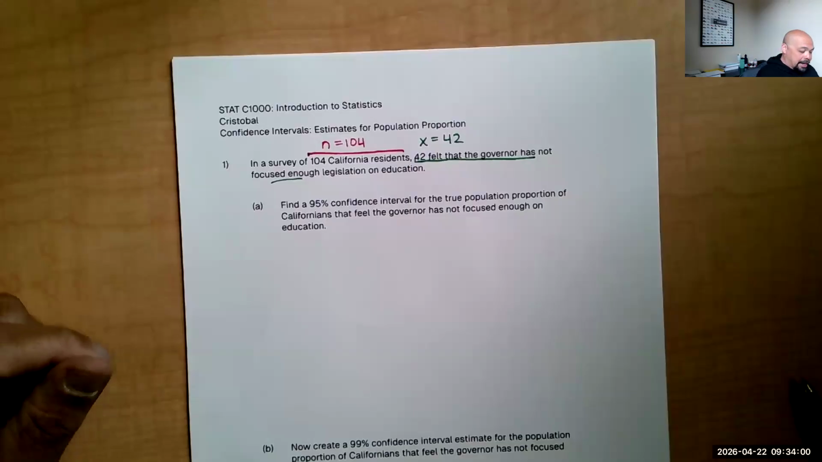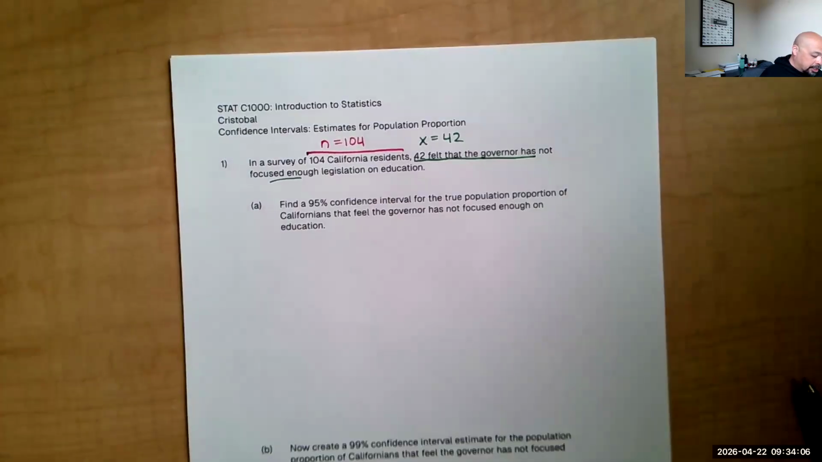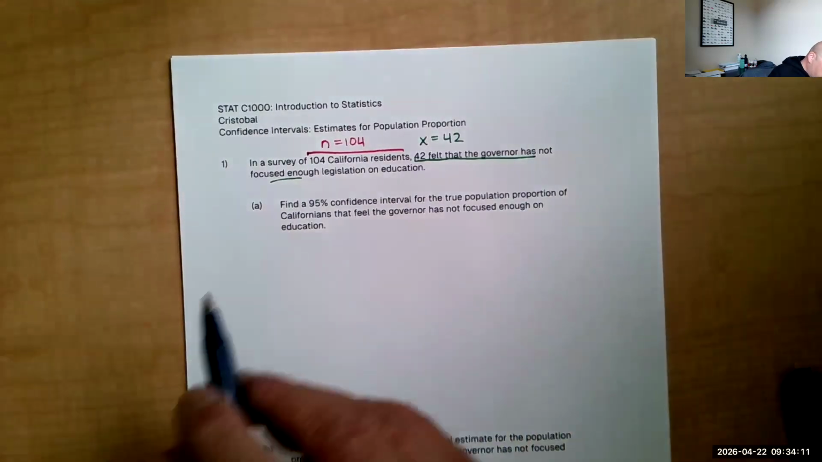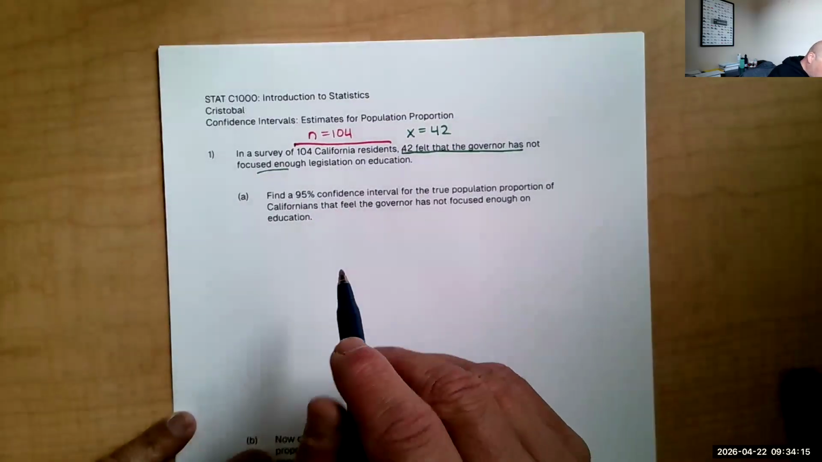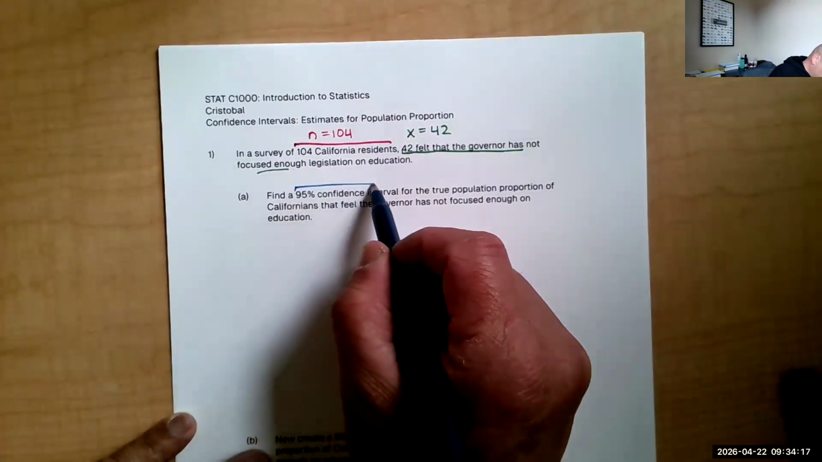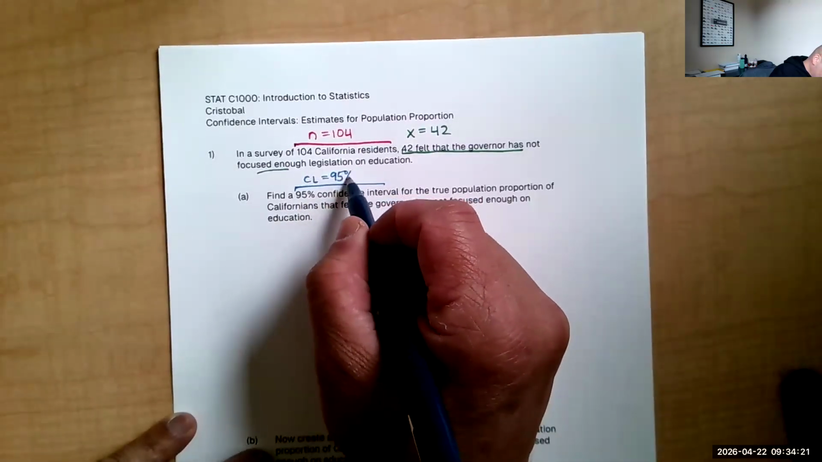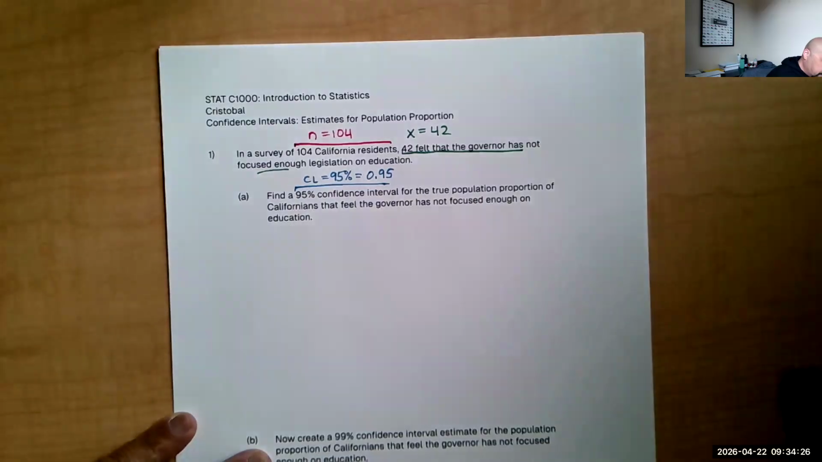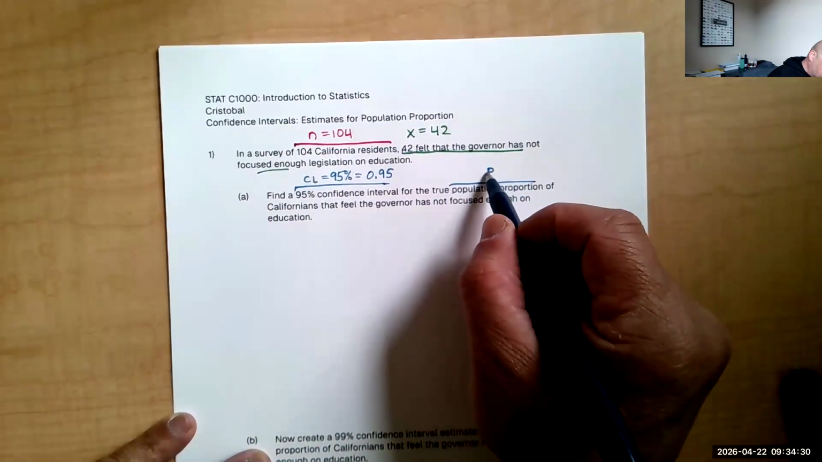So out of those 104, 42 felt that the governor has not focused enough legislation on education. Now as we go forward, in part A we want to find, or sometimes they'll say build or create, a 95% confidence interval. There's our confidence level, 95%, but when we work in our calculations, we always go into decimals, so 0.95, for the true population proportion. We want to get that value for P.